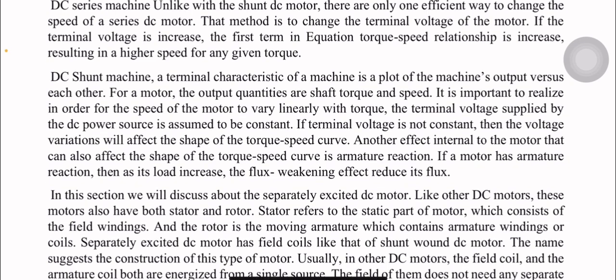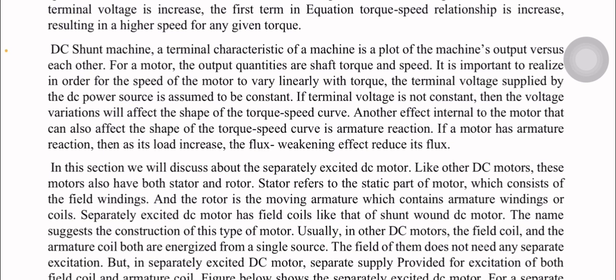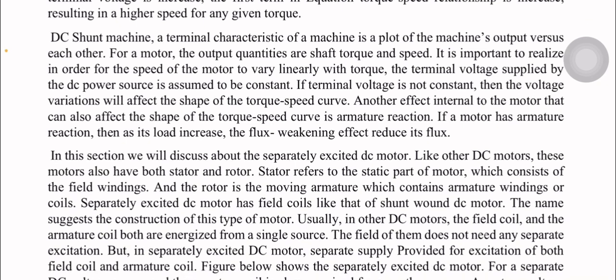For the DC shunt machine, the terminal characteristic of the machine is a plot of the machine output quantities versus each other. For a motor, the output quantities are torque and speed. It is important to realize that in order for the speed of the motor to vary linearly with torque, the terminal voltage supplied by the DC power source is assumed to be constant. If the terminal voltage is not constant, then the voltage variation will affect the shape of the torque speed curve.